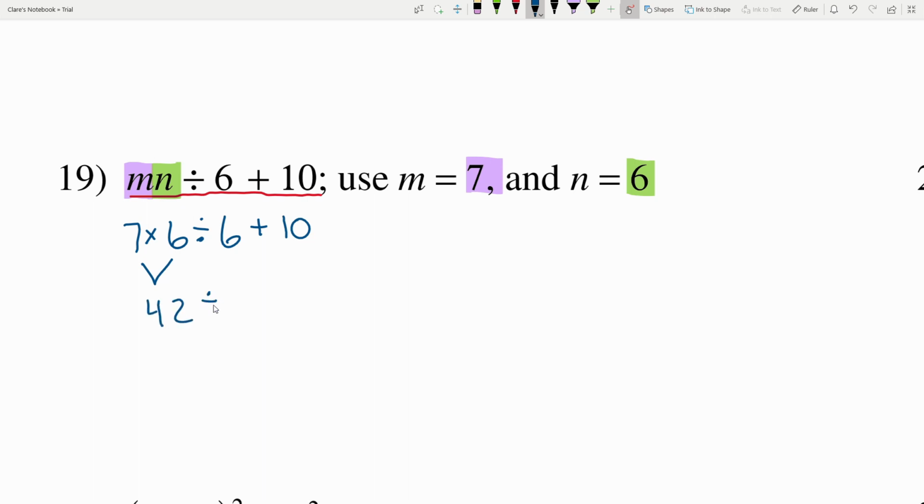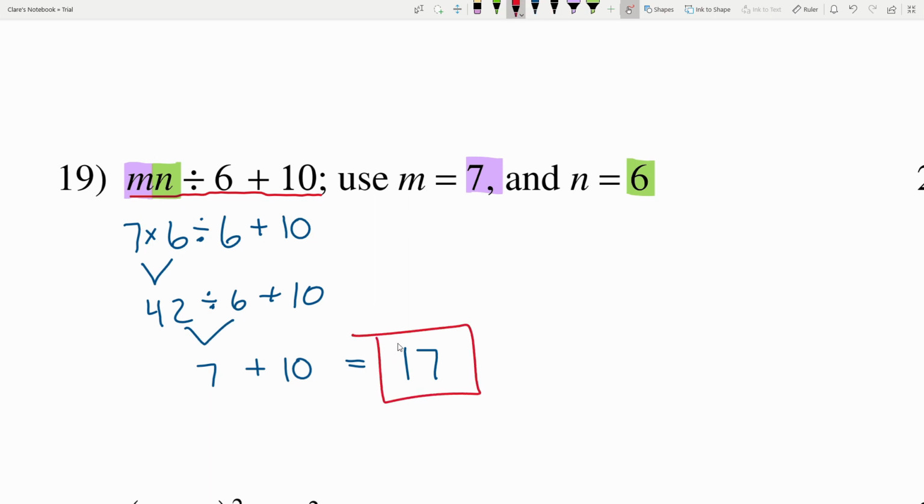And then I need to divide that by 6 and add 10. So division comes next. 42 divided by 6 is 7. Adding 10 to that, 7 plus 10 equals 17. 17 is my solution in number 19.